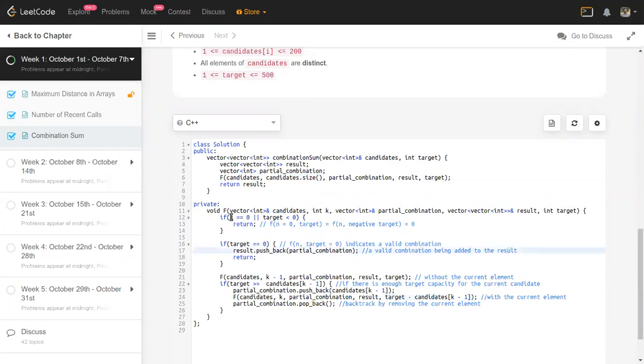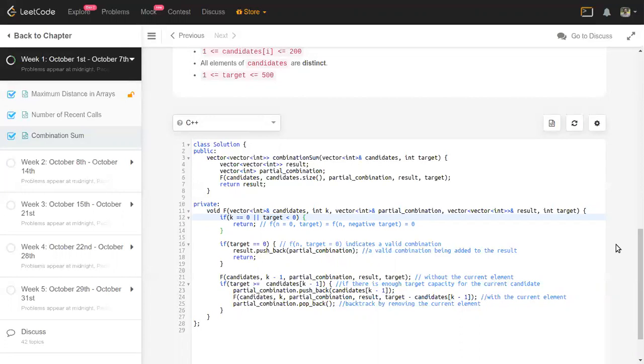I look at these two base cases which lead to infeasible solutions: if the number of candidates we are left with is zero, or if the target is negative, then clearly we don't have a solution to work on. So I'm going to just return without adding any result, right? That's a leaf which is basically an infeasible solution. And this is the feasible solution leaf: if the target is zero, then the partial combination I have is an acceptable result, so I'm going to add it to the result, right?